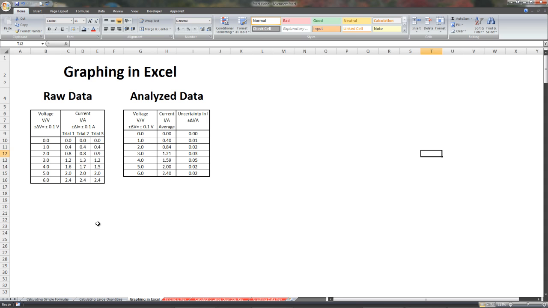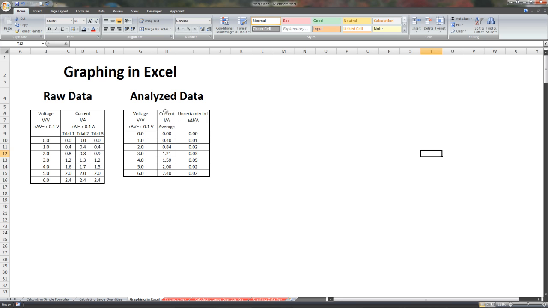These are the two data tables that we set up in the first of the series with the experiment where I changed the voltage of a circuit and then I measured the current that was flowing through the circuit. I've already conducted the experiment, and this is the raw data that I collected right here. And then I went ahead and analyzed it using the stuff that we've learned in the past two videos.